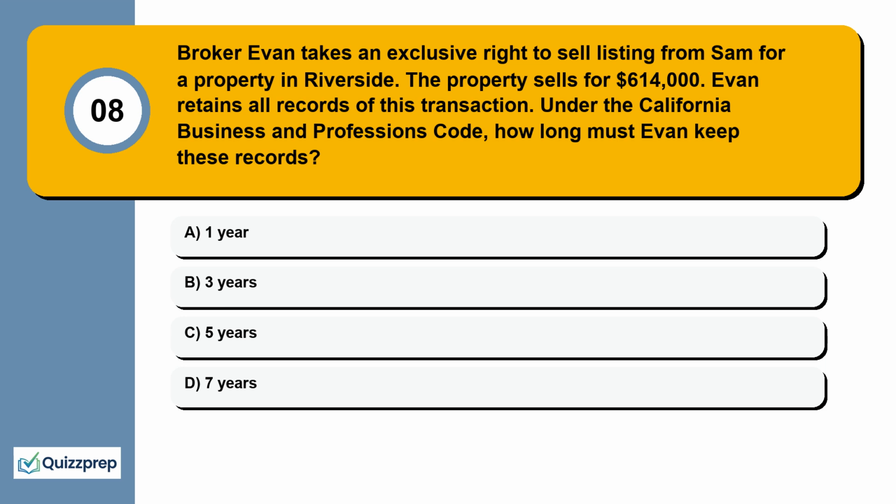Question 8. Broker Evan takes an exclusive right to sell listing from Sam for a property in Riverside. The property sells for $614,000. Evan retains all records of this transaction. Under the California Business and Professions Code, how long must Evan keep these records? 1 year, 3 years, 5 years, 7 years.